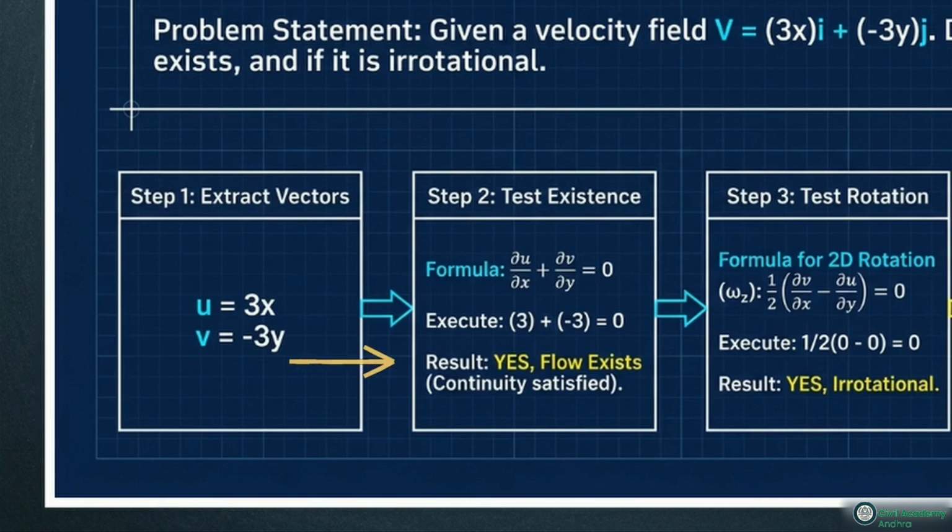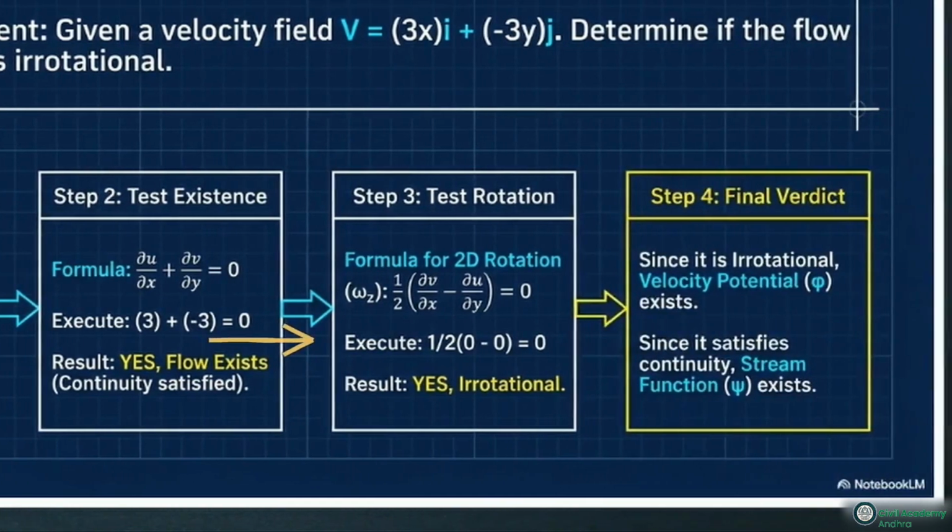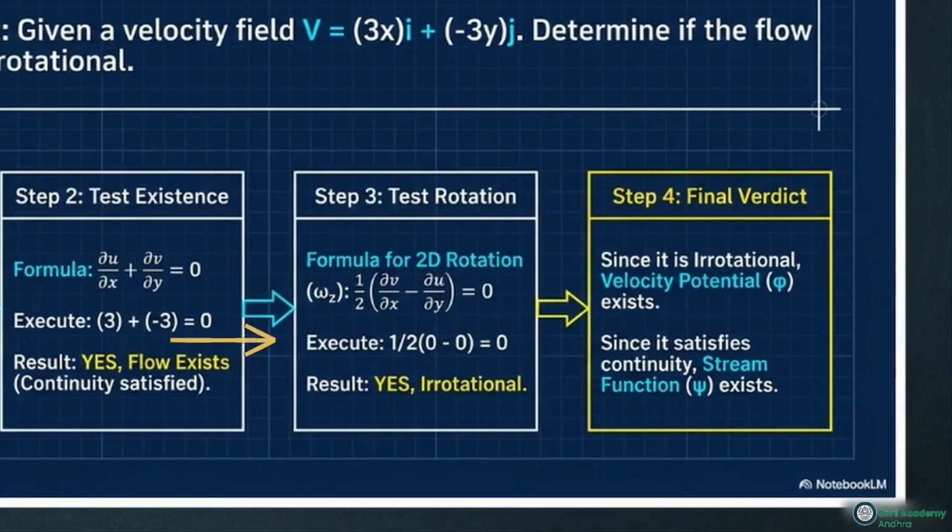The flow exists. Next, we test for rotation in step 3. The derivative of v with respect to x is 0. The derivative of u with respect to y is also 0. The result is 0, meaning the flow is completely irrotational. Now we check the yellow box for our final verdict. Because the flow satisfies continuity, the stream function psi exists. Because the flow is irrotational, the velocity potential function phi also exists.